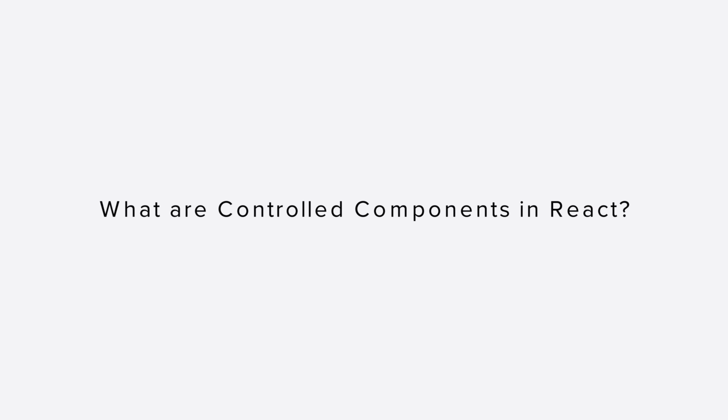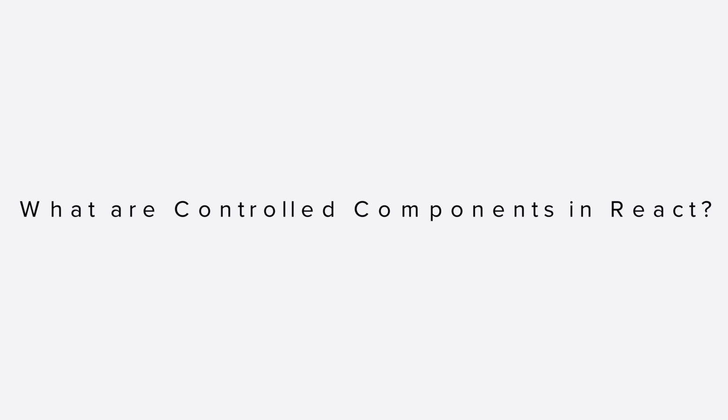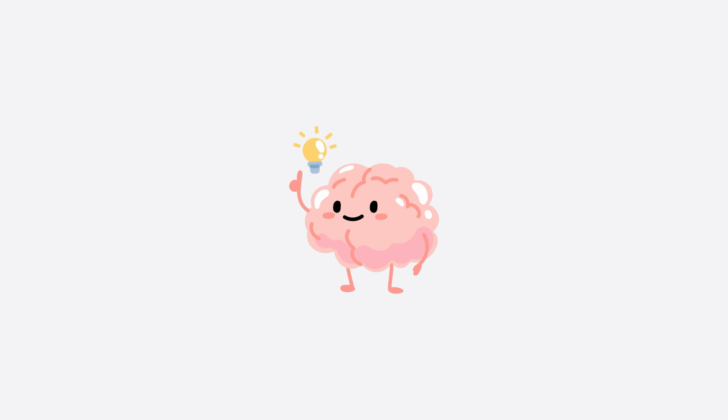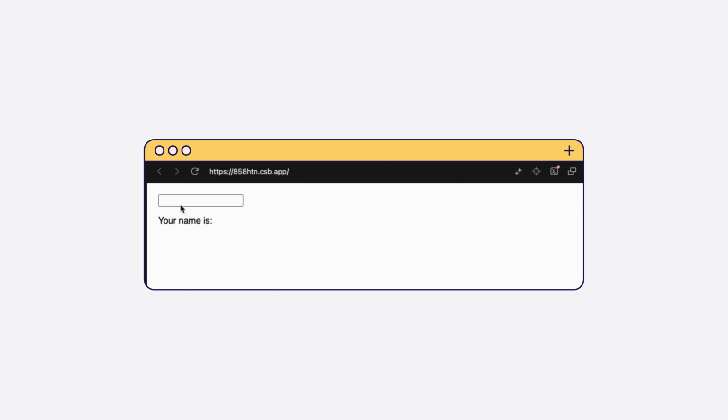What are controlled components in React? Do they control something? Yes, a controlled component is a form element like an input box that React completely controls using state. Oh, so React is the one keeping track of what's inside the input. Exactly. Normally, when you type in an input box, the browser keeps track of what you type. But with controlled components, React takes over and stores the value in state instead.